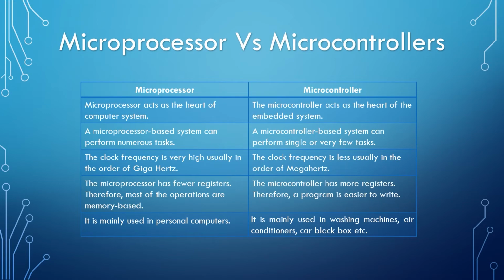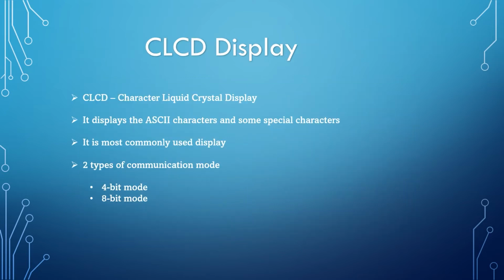These are the basic differences between a microprocessor and a microcontroller. In simple terms, we can say microprocessors are used in personal computers, whereas microcontrollers are used for more specific tasks. For example, washing machine, air conditioners, car black boxes, etc.